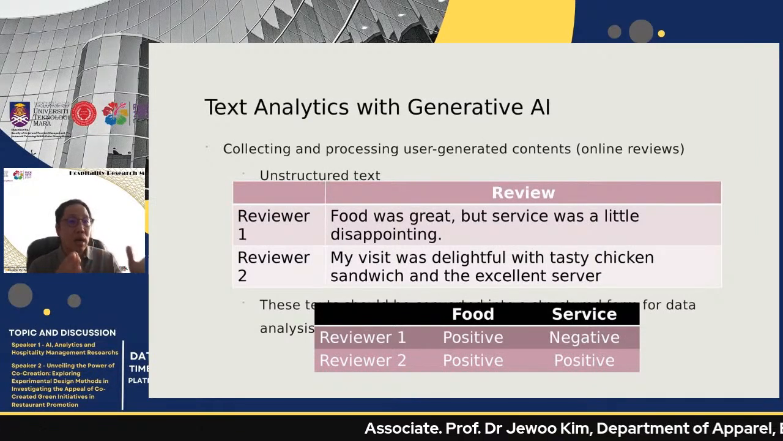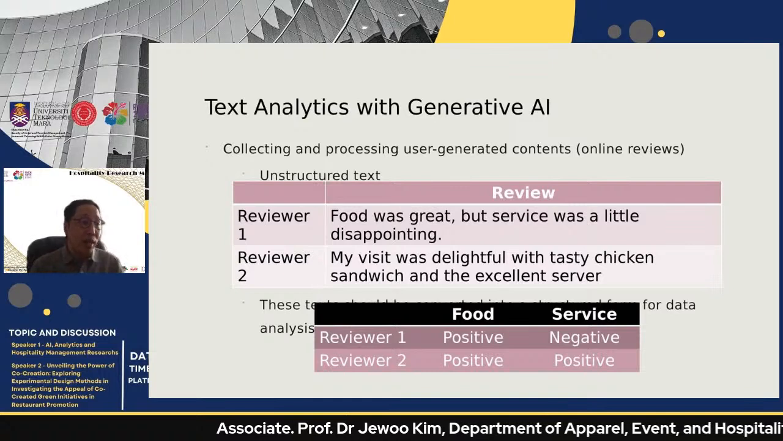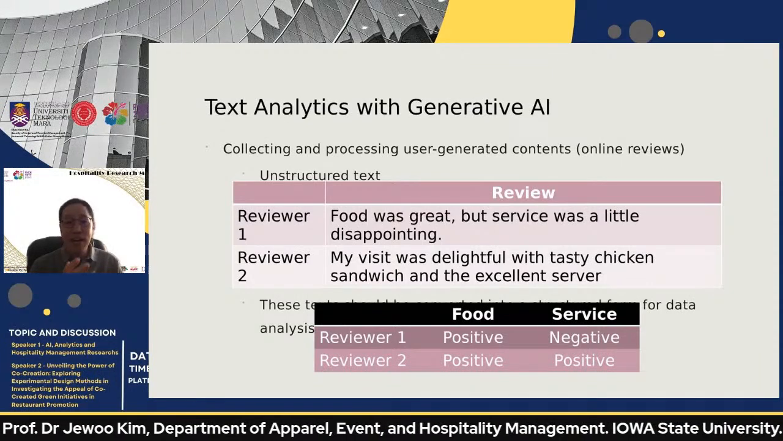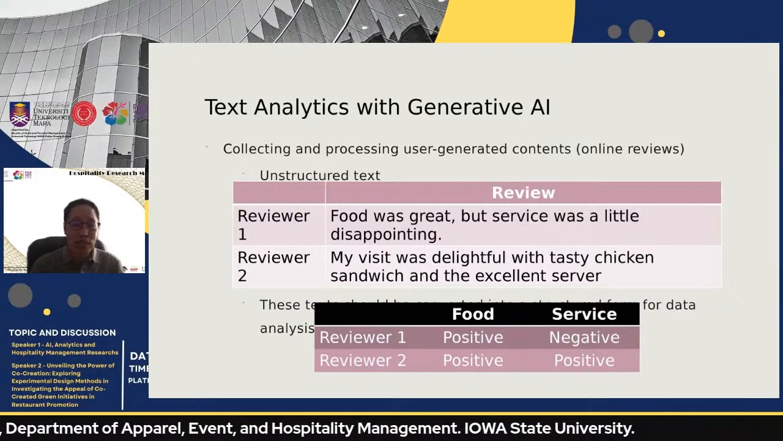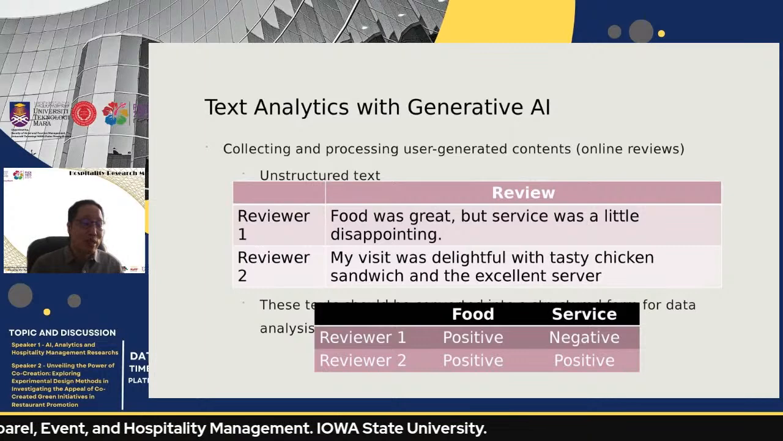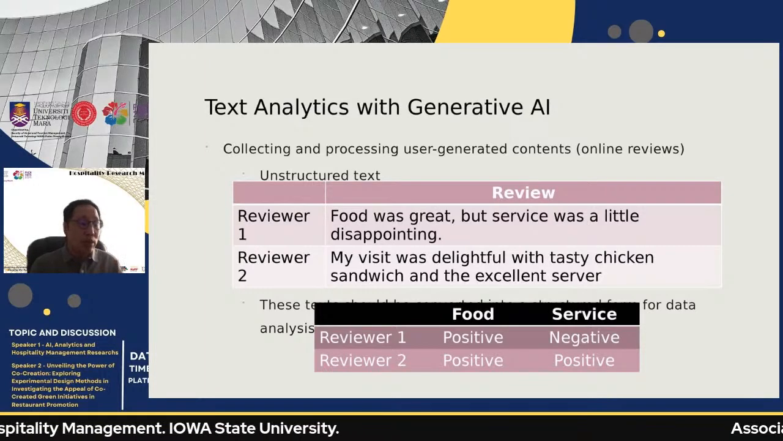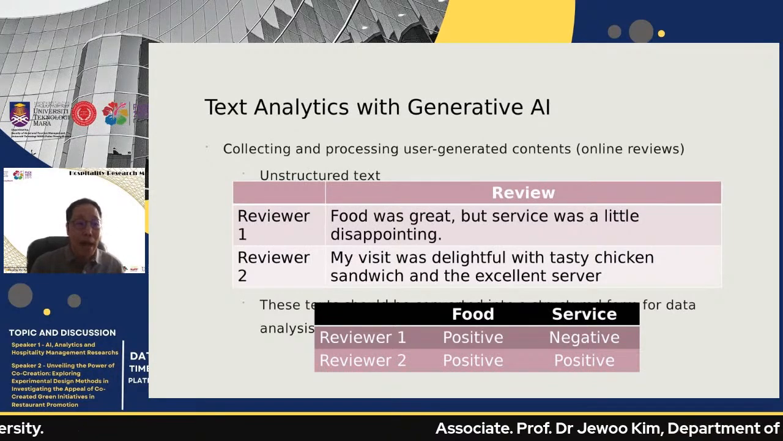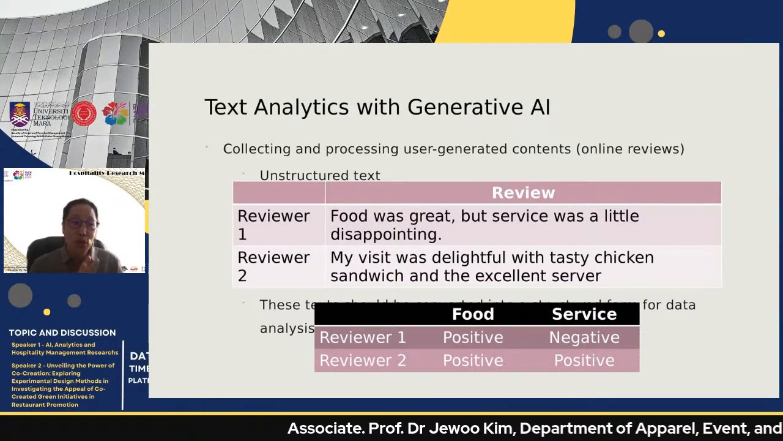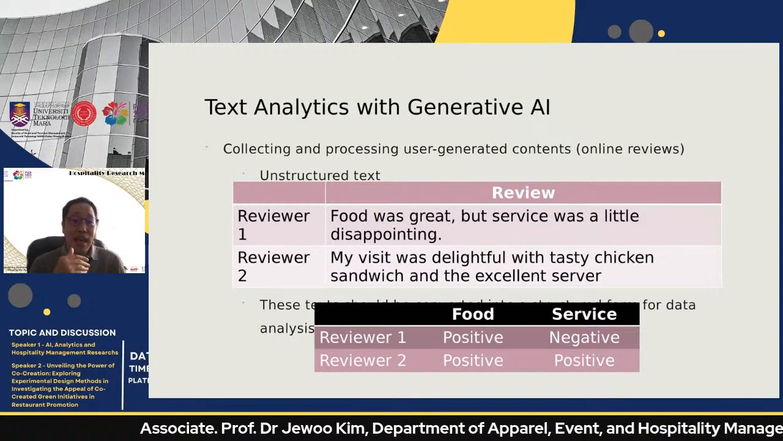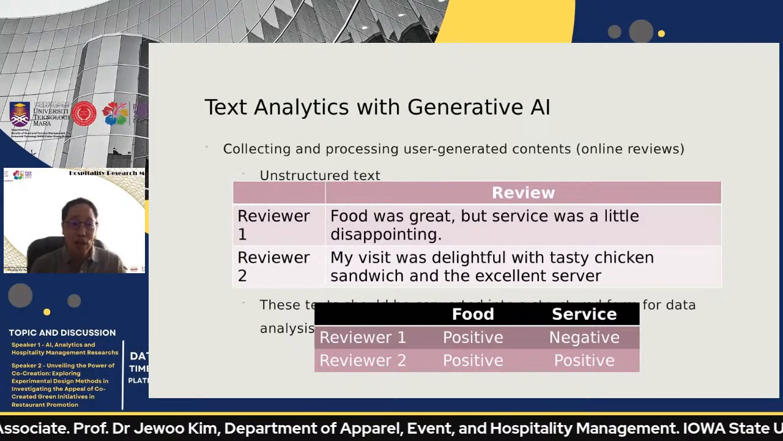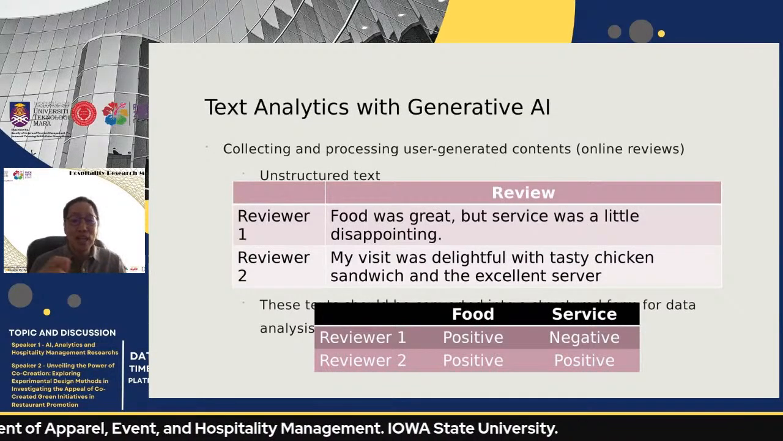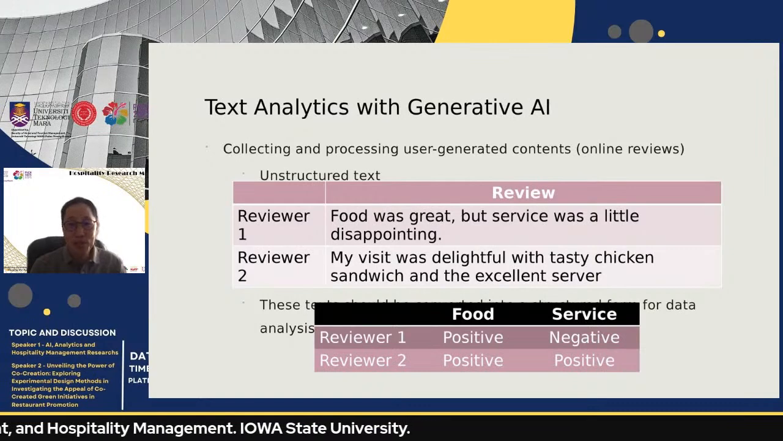So they are in the tabular format, and there are two observations, review 1 and review 2, and there are two variables, food and service. Also, we can see the observations' opinions on each variable, positive or negative. So using that information, we can analyze how the customers of this restaurant assess and evaluate the restaurant's food and service.